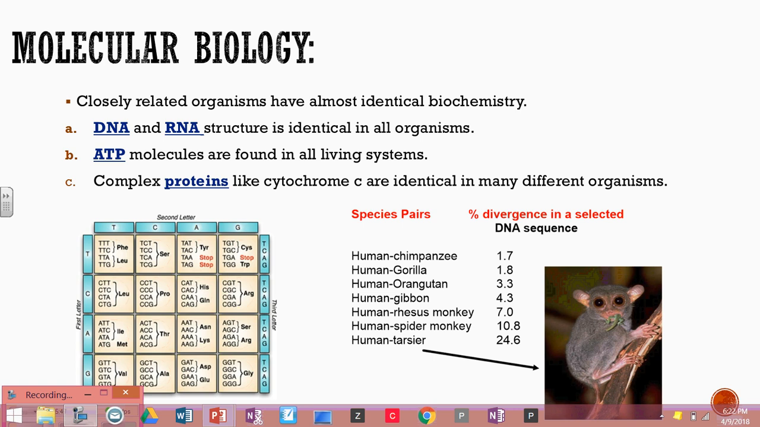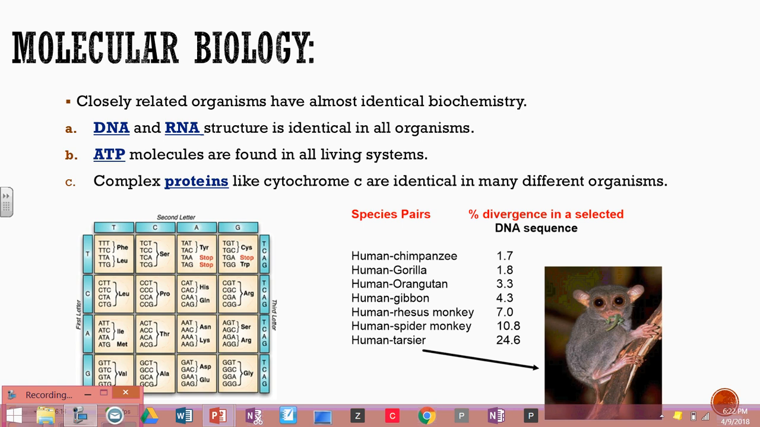DNA and RNA structure is identical in all organisms. Also, ATP molecules, those energy molecules, are found in all living systems because all cells use ATP for energy. A third example, complex proteins like cytochrome C are identical in many different organisms. They are exactly the same.